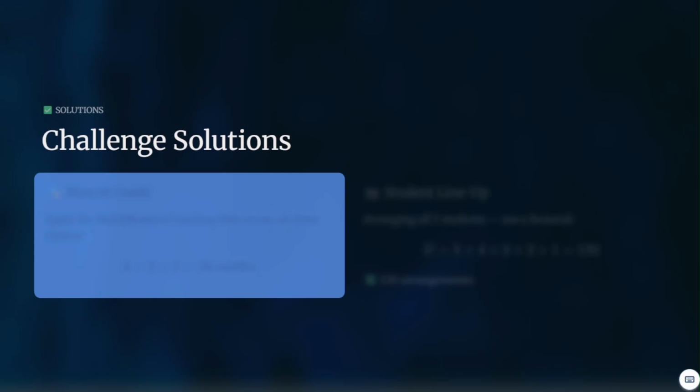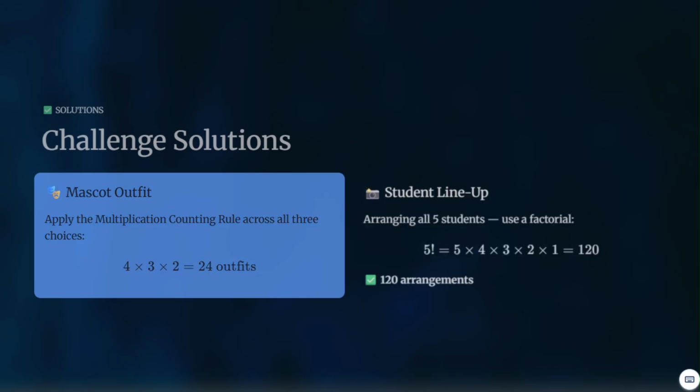Here are your solutions. For the mascot, you'll apply the multiplication counting rule across all 3 choices. So that'll be 4 times 3 times 2, which is 24 different outfits. For the students in line, in order to arrange all 5 students, we'll use a factorial. 5 factorial will be equal to 120. That will be 120 arrangements.